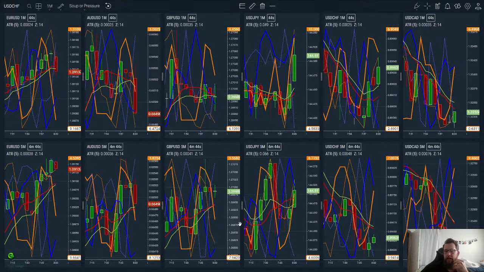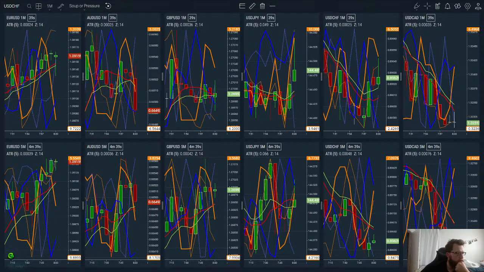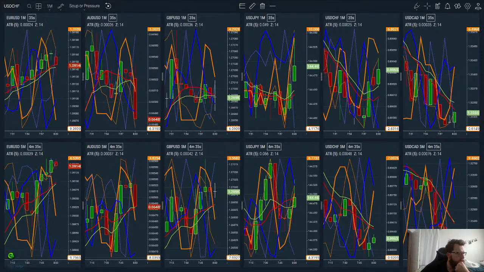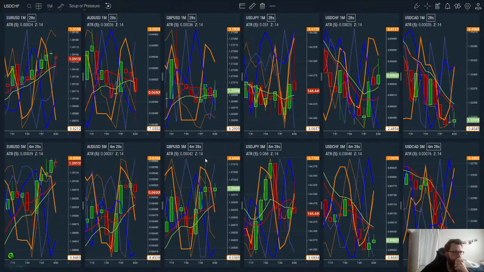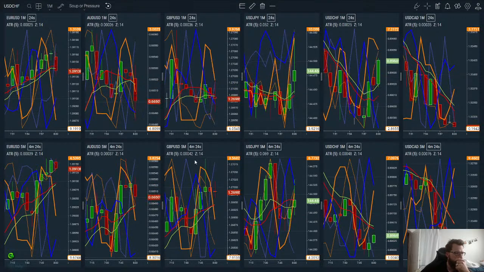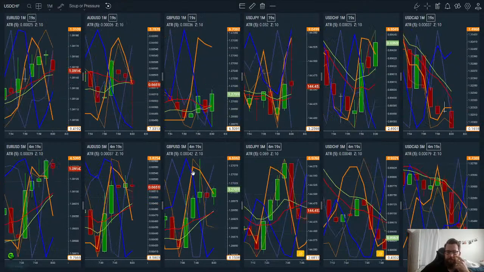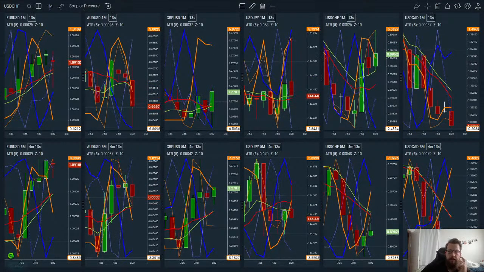Jeez, the yen. Looks like the yen is ranging. Yeah, sort of. Looks like there's a pretty good level, right? Let's see. Ooh, you know what? Possible good trade coming up on the yen here.